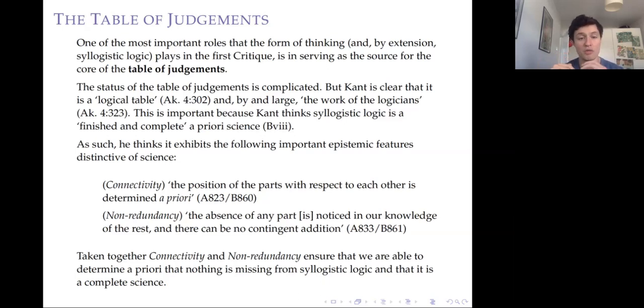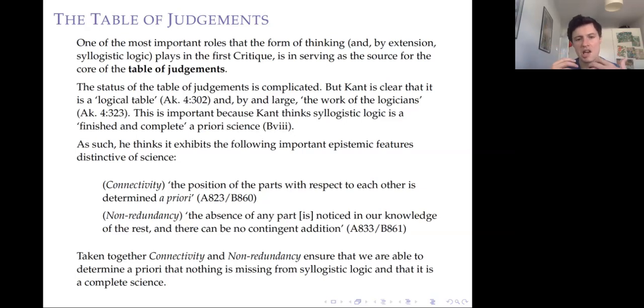The table of judgments is able to play a special kind of role in helping us identify a table of categories for two reasons. One is that it's itself finished and complete. So this is a very famous thing that Kant says. It's very controversial what he means by it and whether or not it's a viable hypothesis. But I'm not going to try and answer that now.